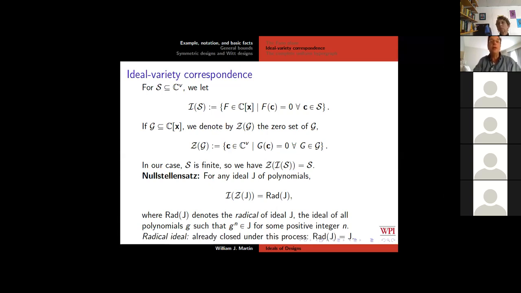I'll assume so. An ideal is radical if it's already equal to its radical. So if rad J is equal to J, we call J a radical ideal. And we're going to need all of the ideals that we build to be radical in order for them to be the ideal of a finite set. So there's a little bit of technical stuff that I'm going to skip over that checks that an ideal is radical.